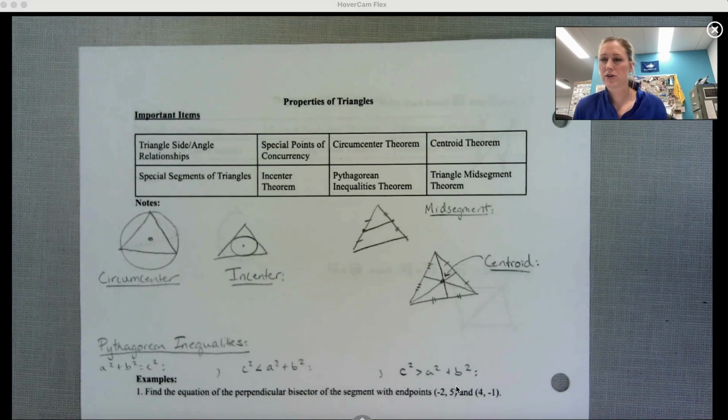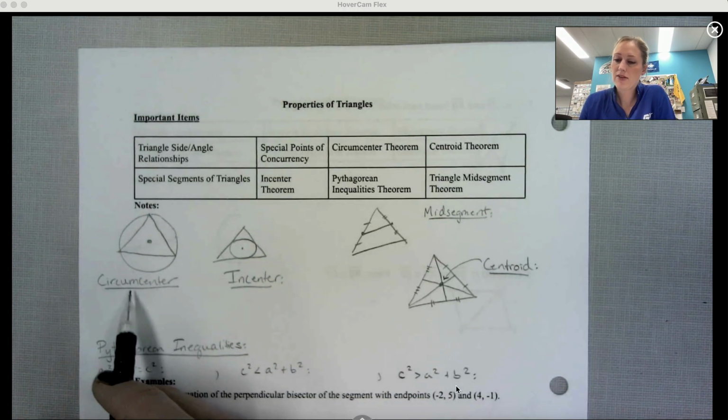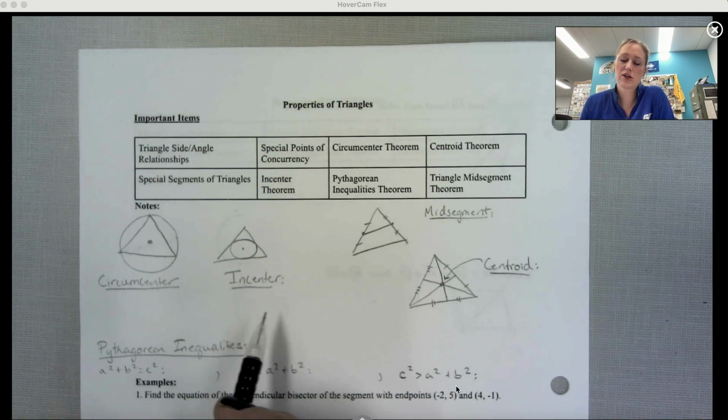Hi guys, in this unit we're going to review some properties of triangles for your final. I've started filling in a little bit of notes. I'm going to add a couple things here. There are two big triangle theorems involving circumscribed and inscribed circles. And the center of those circles we call the circumcenter and incenter.